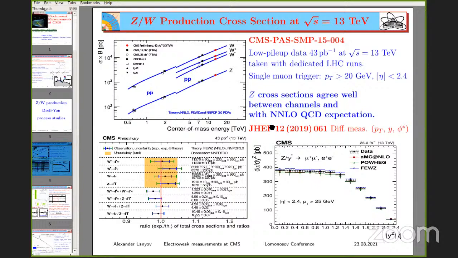And there was a more recent paper which measured differential cross sections in pT, y, and phi angle. So here is an example for the rapidity measurement. And you can see a comparison of different Monte Carlo generation programs, which show some small differences.